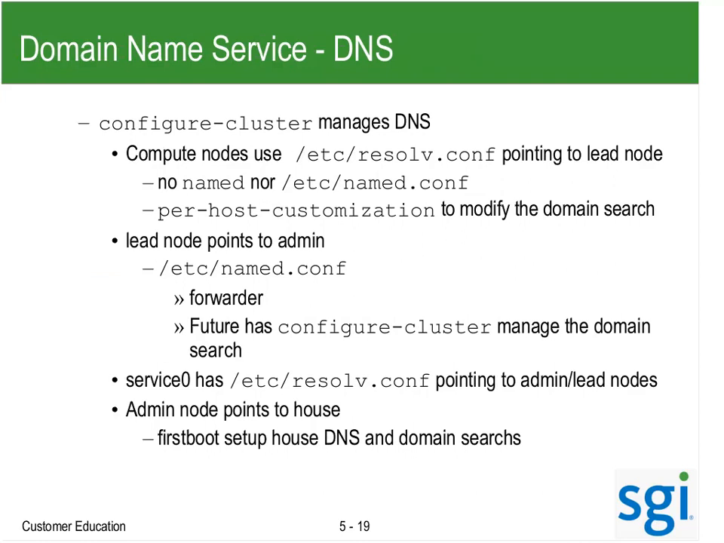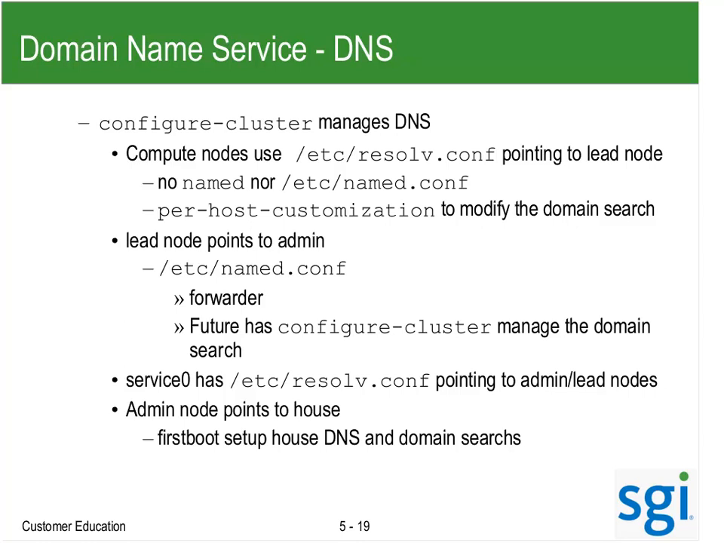Now one of the things here is scalability. I do not want 50,000 nodes pounding on one named daemon. So basically each lead node is the name server for that particular rack. So on the compute nodes, there's no named daemon and no named.conf. And you have to go into per-host customization to modify the domain search.